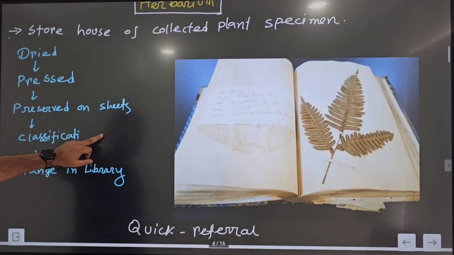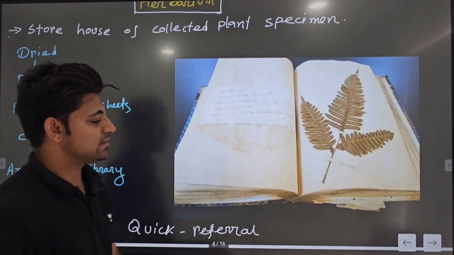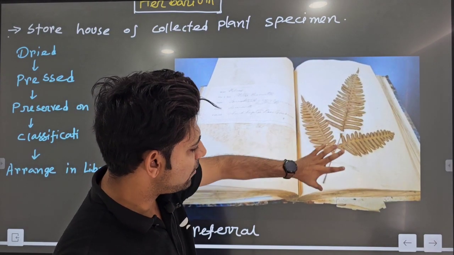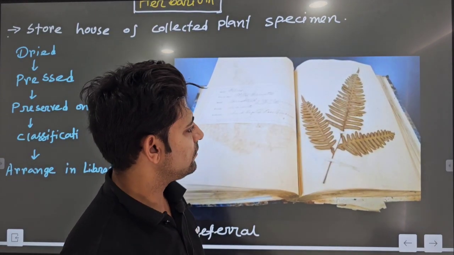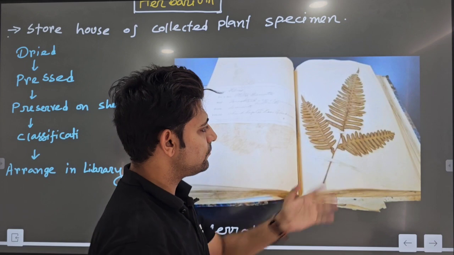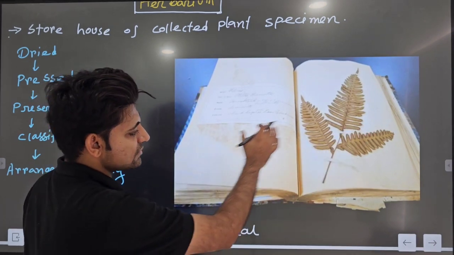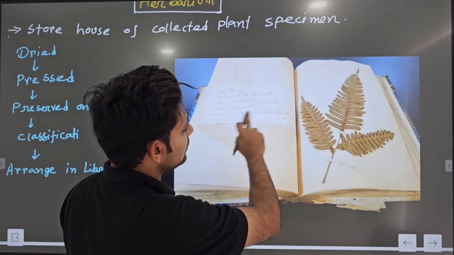Okay, this is what a herbarium is made up of. See, this is a dried part of a fern, dried and pasted onto a page, and on the same page or the other page you have to label it and write all the information.